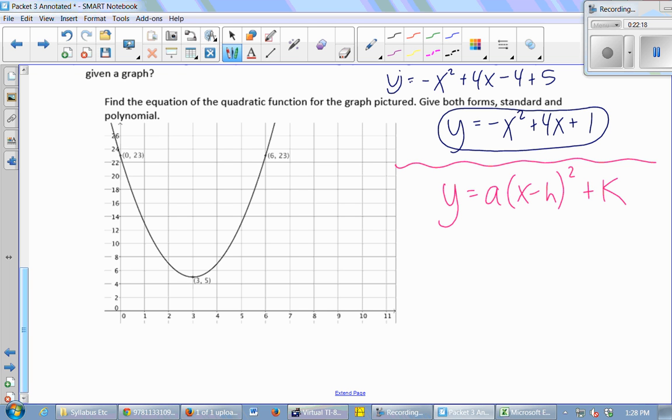I'm going to use that form because I know the vertex, which means I am 2/3 done with this problem. The only things I have to do is figure out what is A, what is H, and what is K. Once those are in there, I'm done. And I have H and K. So I'll put those in, and I have A times x minus 3 squared plus 5.